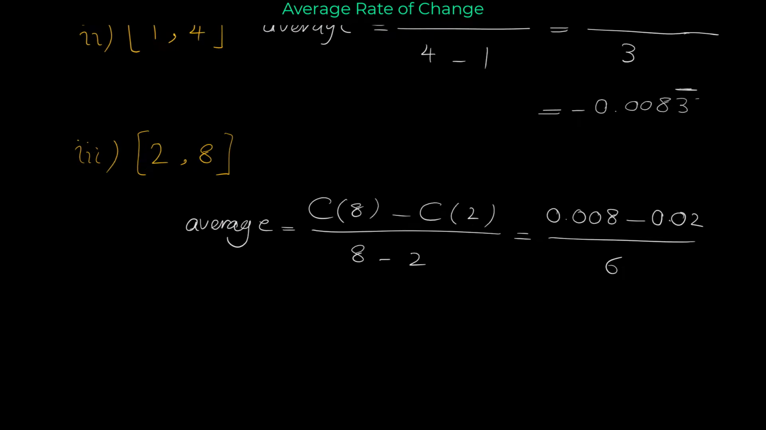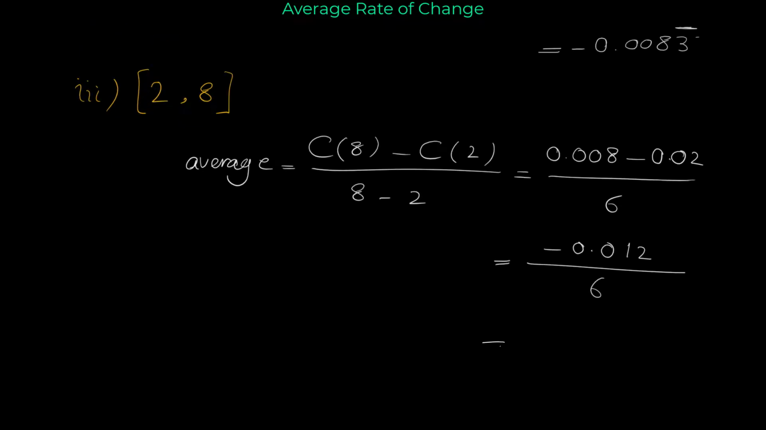If you subtract these two values, it would be negative 0.012, divided by 6. If you calculate this, it equals negative 0.002, and this shows the average rate of change of concentration of alcohol in the body over time.